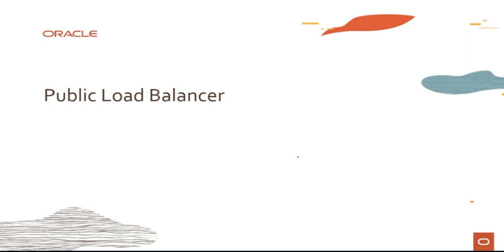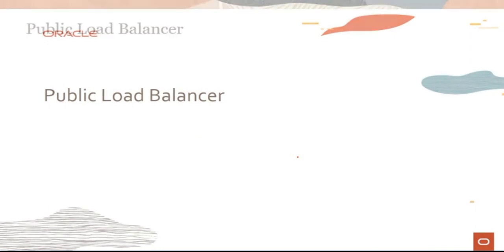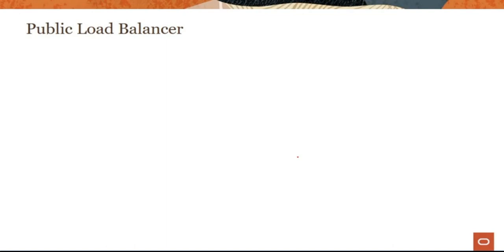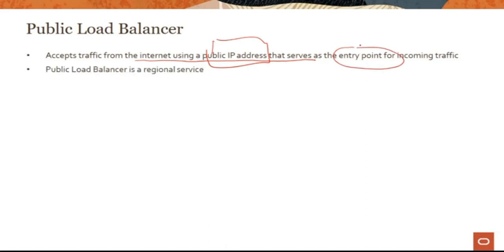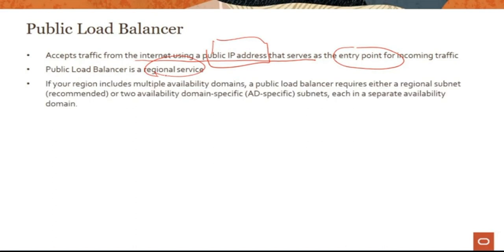So let's look at the OCI public load balancer, and see how some of its key components work. It's a public load balancer, so it accepts traffic from the internet using a public IP address, which serves as an entry point for the incoming traffic. It's a regional service. If your region includes multiple availability domains, a public load balancer requires either a regional subnet, which is recommended, or two availability domain subnets, each in separate availability domains. We'll look into what that really means.